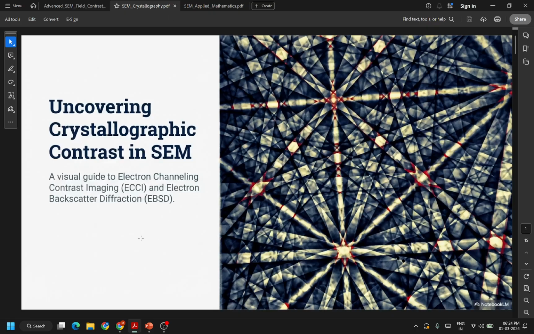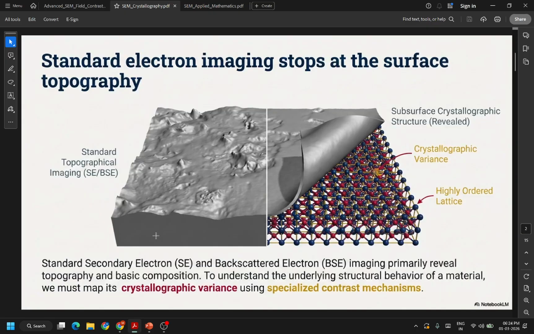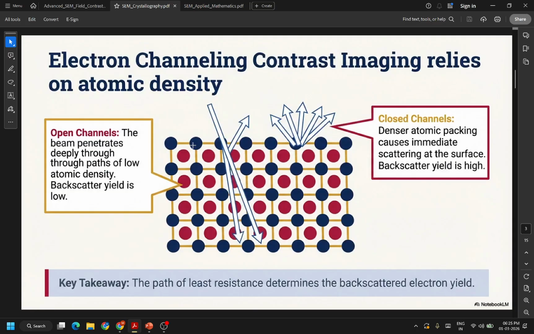So now we can also use SEM to get crystallographic information. Standard electron imaging is just seeing surface topography, but you can also visualize crystallographic variance in your sample. The one is ECCI, that is electron channeling contrast imaging. This relies on atomic density.